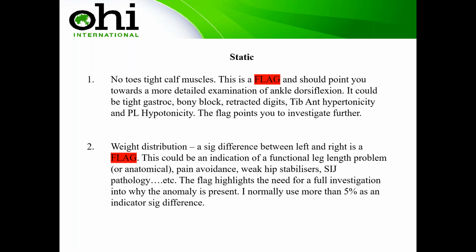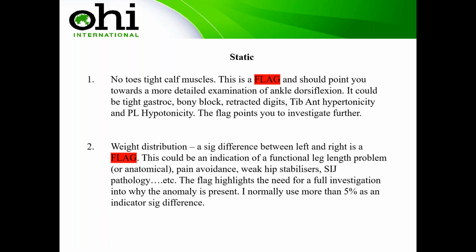The second one is weight distribution. So when you see a significant difference in weight distribution, this is a flag. Now again, it doesn't mean that we have an anatomical leg length difference that needs a heel raise. It's just a flag to indicate that something is not right. Now, this could be a whole lot of different things. It could be a functional leg length problem, it could be anatomical, it could be pain avoidance, weak hip stabilizers, we could have a problem with the sacroiliac joint. The flag highlights the need for a more full investigation as to why the anomaly is present.